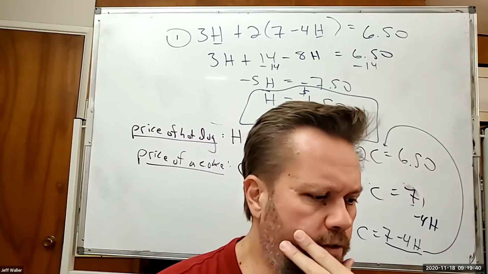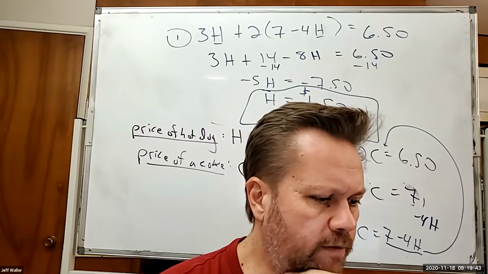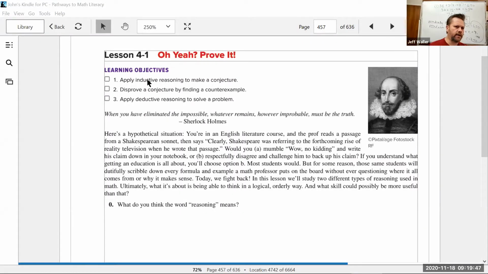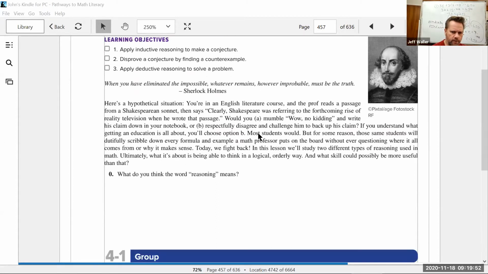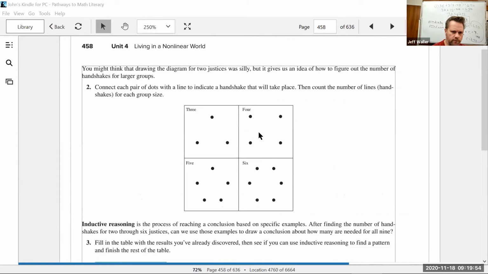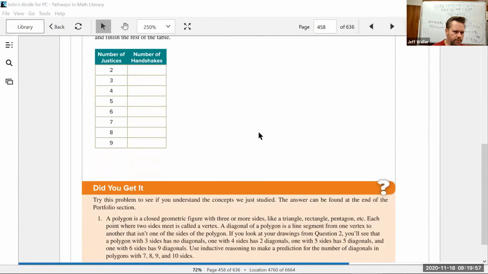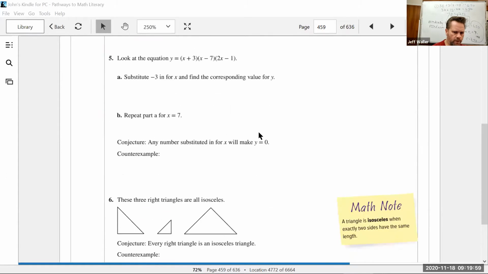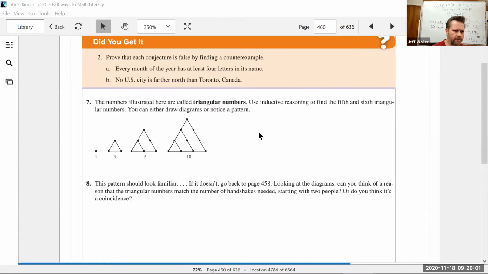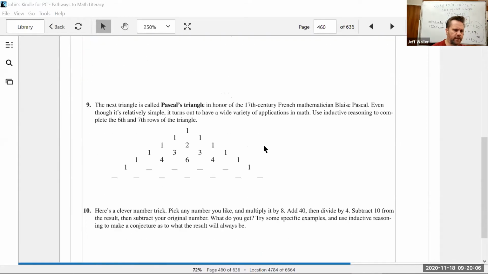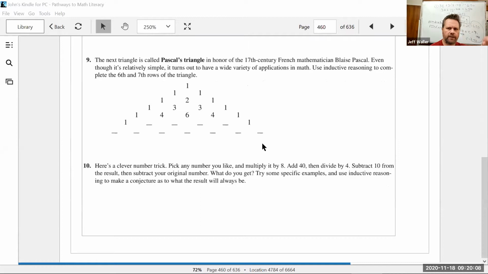So let's just do a quick review of what we've done so far in chapter 4. 4.1 was about inductive and deductive reasoning, and we had a little review of those yesterday. Basically, one kind of problem I really like to give is one of these visual problems, or a problem like, tell me what the next number is in this sequence. We did examples like that yesterday.